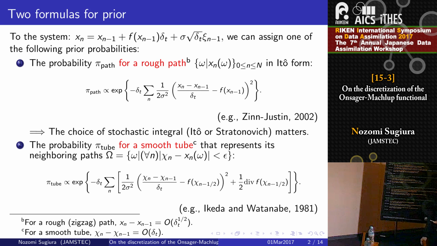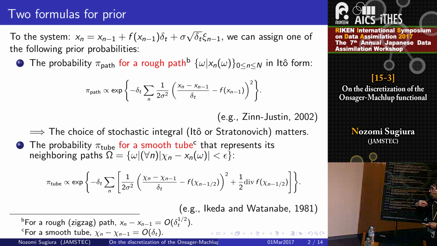First of all, I call this model error term the prior, and the prior has two meanings. We can assign one of the following prior probabilities. One prior is the probability for a rough, that means zigzag, path in Ito form. It's a stochastic integral, so we have to choose one of Ito or Stratonovich integral, and it's Ito form. In this case, you don't need the divergence term.